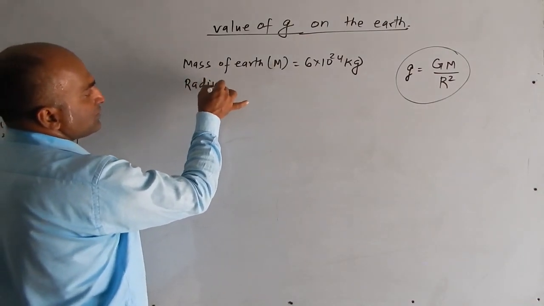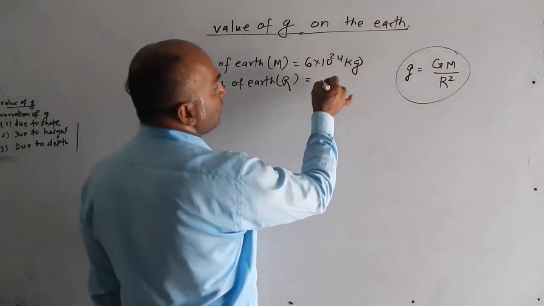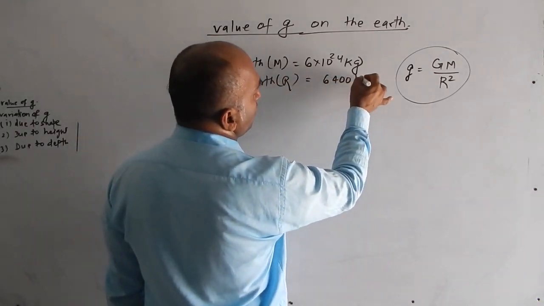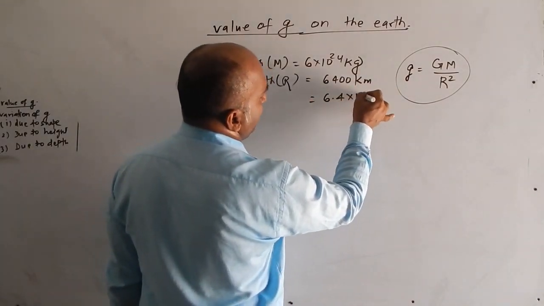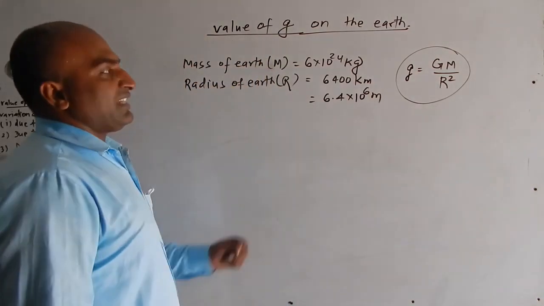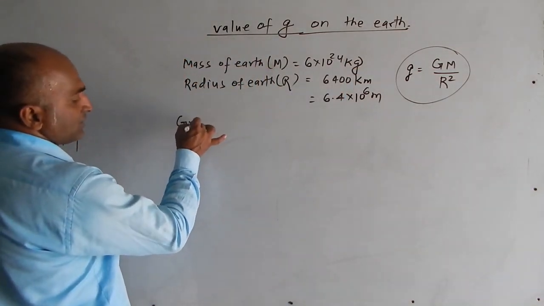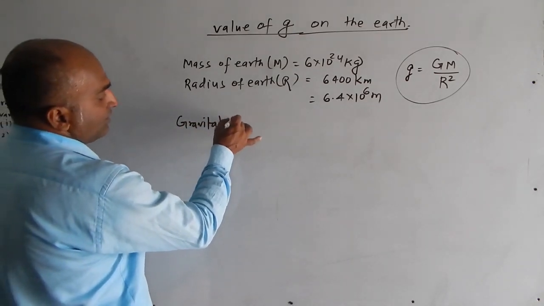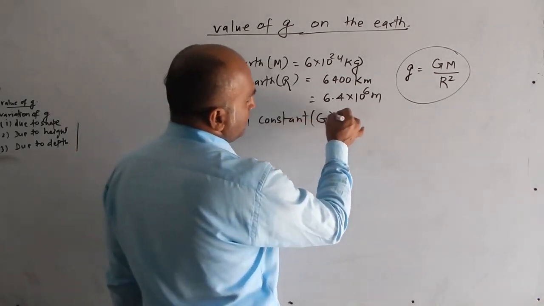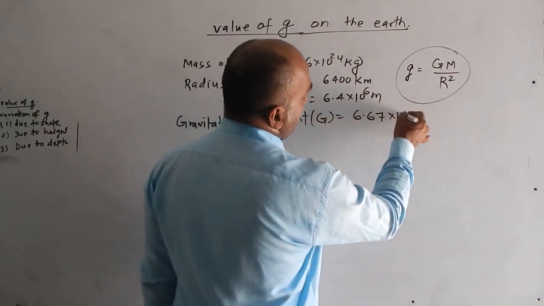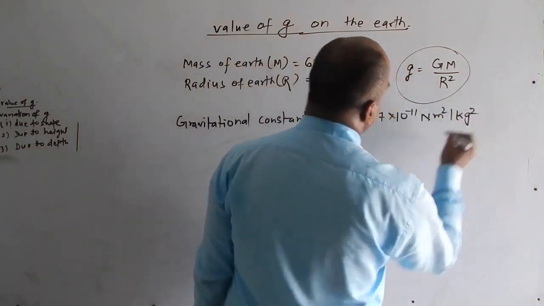Radius of Earth R is equal to 6400 kilometer, which is equal to 6.4 into 10 power 6 meter. We have to express that in meters in the SI system. The gravitational constant G has a value of 6.67 into 10 power minus 11 Newton meter square per kg square.